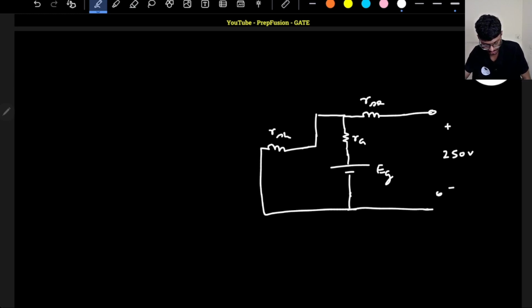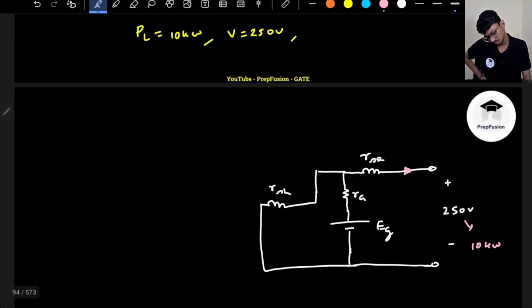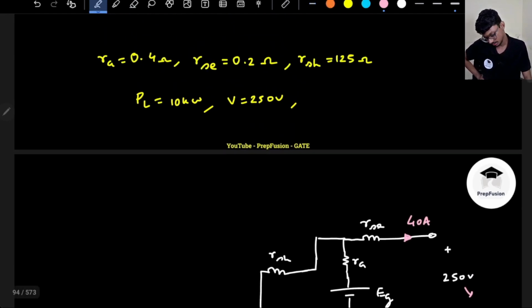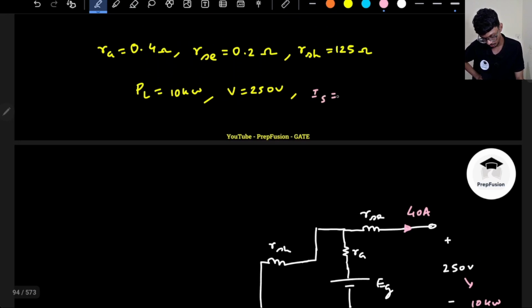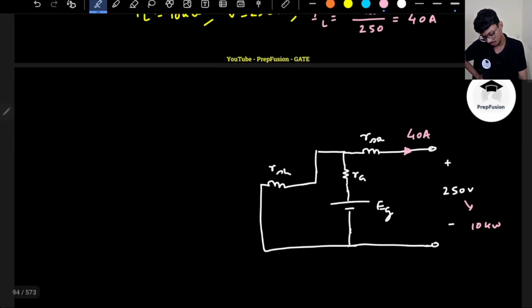So now I can directly say that I am delivering 10 kilowatts of power at 250 volts. Do I know the current here? Yes, it will be 10 kilowatt divided by 250, so it is 40 amperes. This current will be 40 amperes, correct? Now, what is my load current? IL will be power upon the voltage, 10 kilowatt upon 250, so this will be 40 amperes.